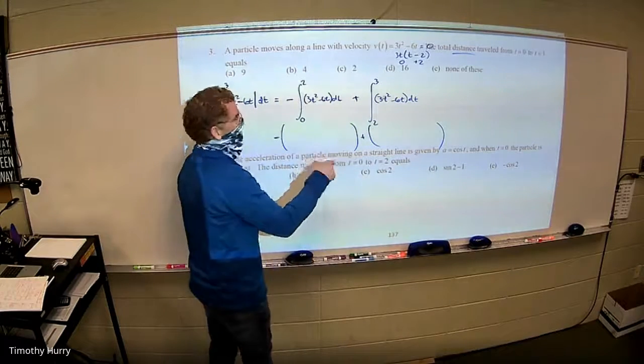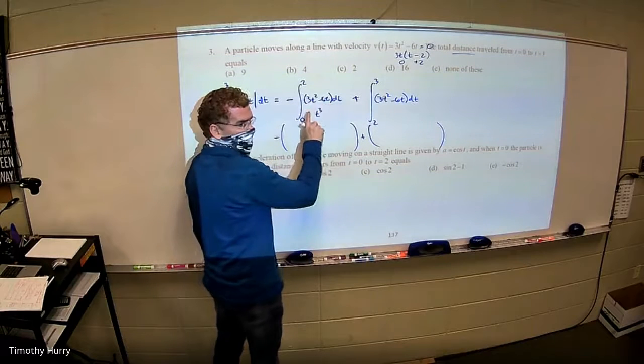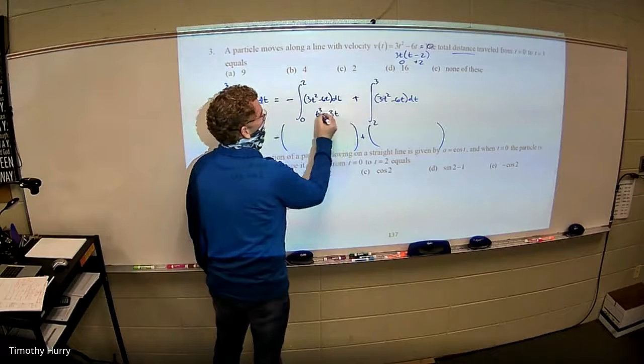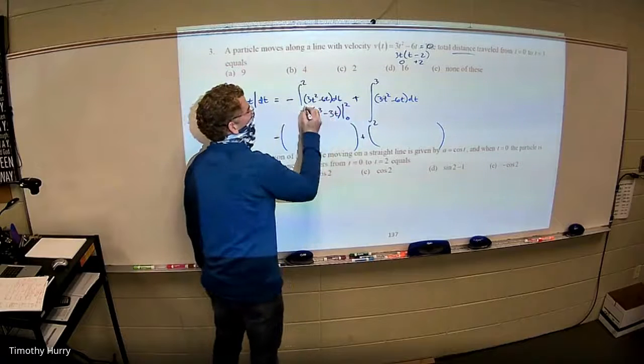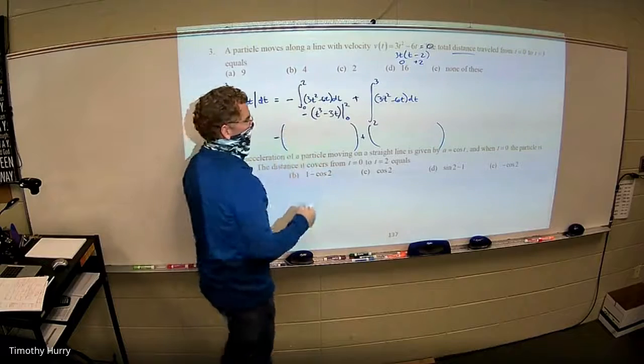I'm going to start putting my stuff in there. But when I integrate it, I get t cubed over 3 times 3 minus 6t squared over 2, which is 3t. I get that from 0 to 2. Don't forget the negative is out there. So what, are y'all with me?